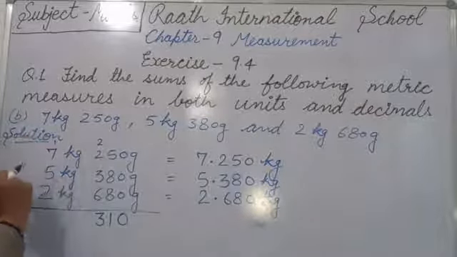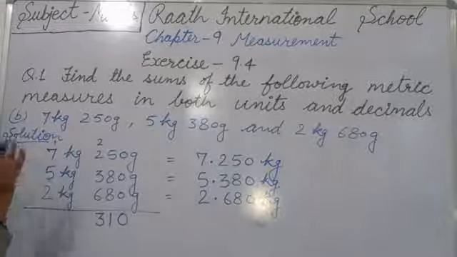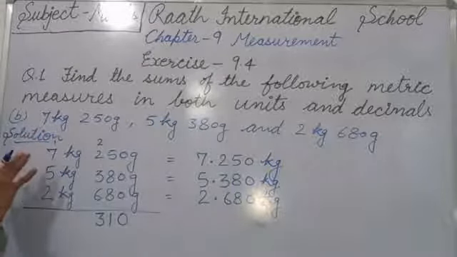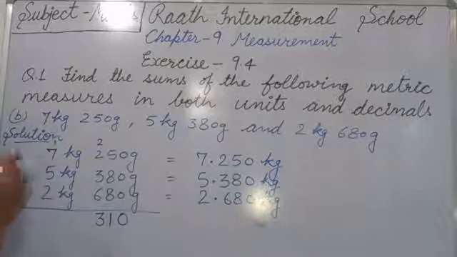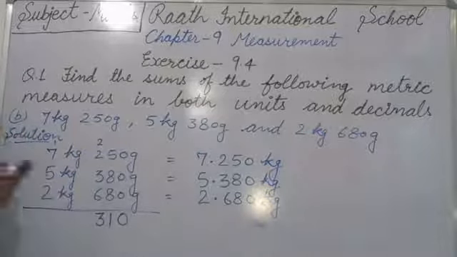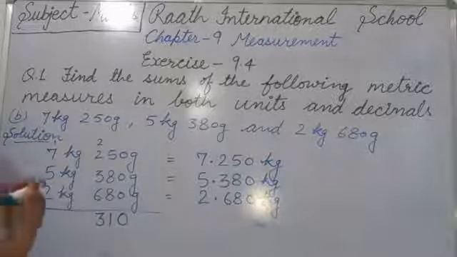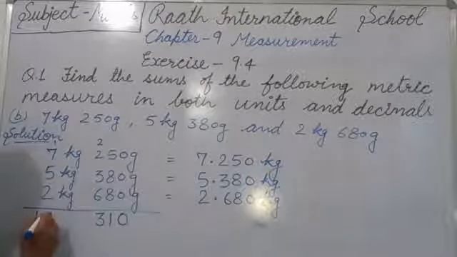Any numbers we can add first, and then the second one we can add to the second number. In addition, we can change the order. कहीं पे भी हम किसी भी number को पहले add कर सकते हैं. According to our situation, means जहाँ पे हम easily add कर सकते हैं, जिसको हम easily add कर सकते हैं, उनको हम पहले add कर सकते हैं. Okay? So now it's 15.